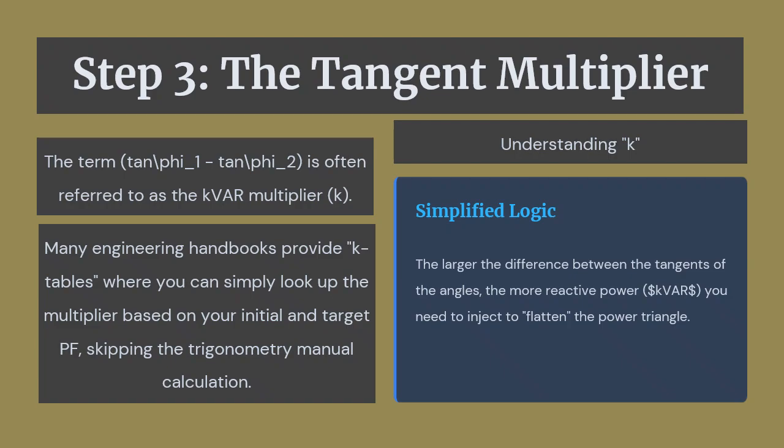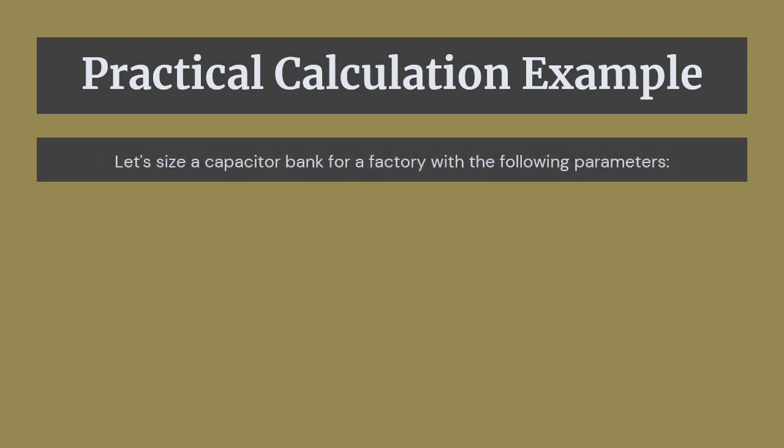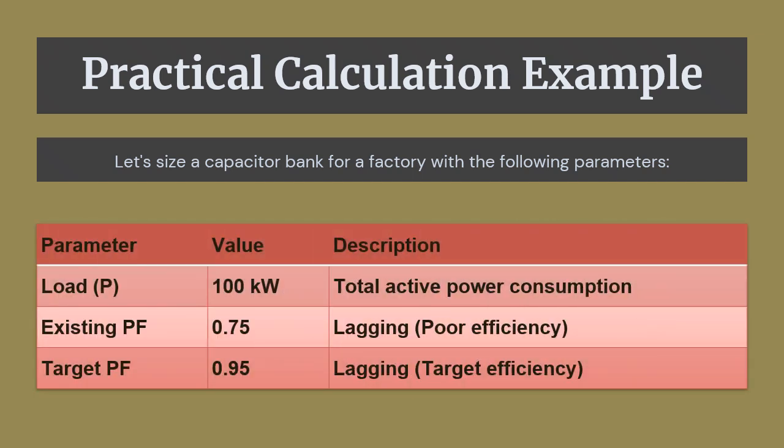Practical calculation example. Let's run a real-world scenario. We have a facility drawing a 100 kilowatts load. The current power factor is a poor 0.75 lagging. We want to correct this to a target of 0.95 lagging to eliminate utility surcharges.